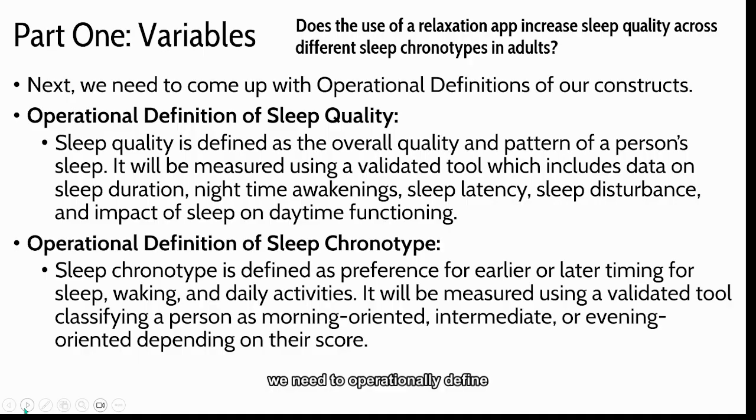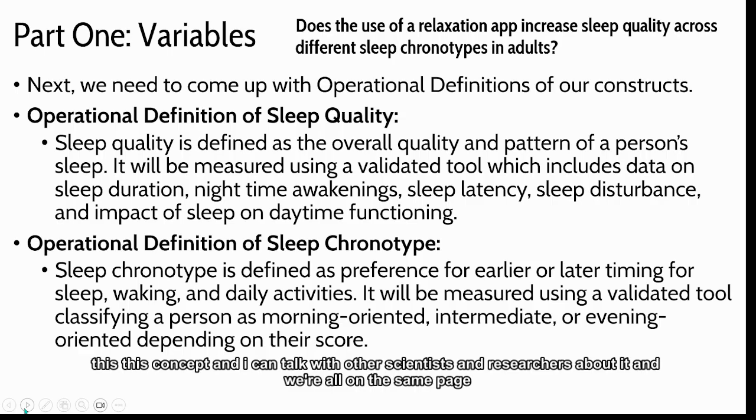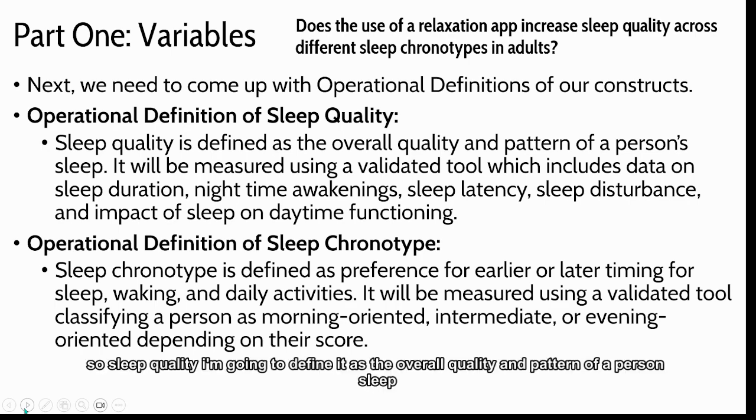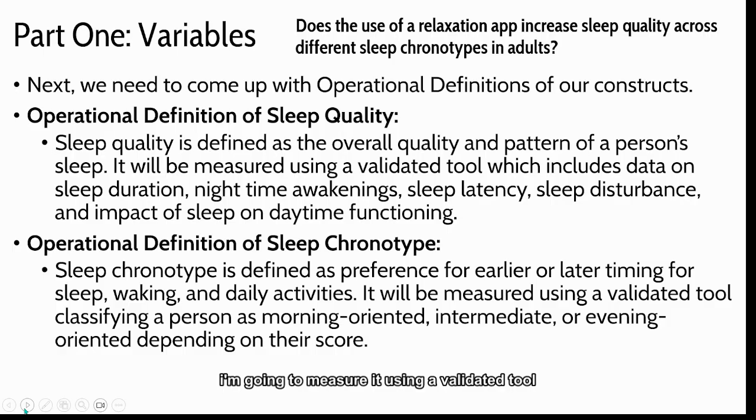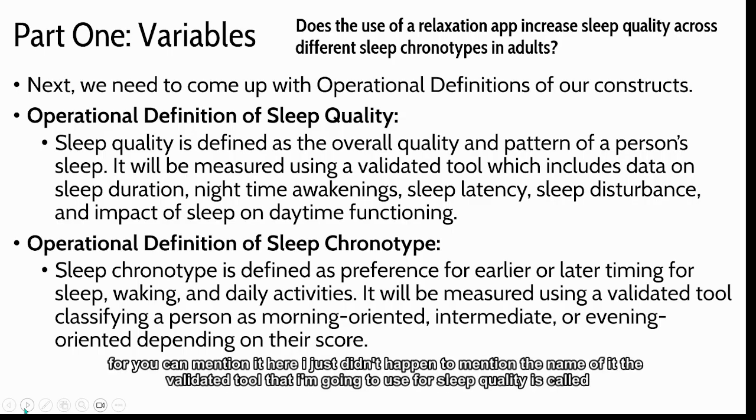We need to operationally define sleep quality and sleep chronotype. In this part, you're just going to write some descriptions of how you're defining your construct in a way that is operational. By operational, I mean I can go out there and collect data on this concept, and I can talk with other scientists and researchers about it, and we're all on the same page. So sleep quality, I'm going to define as the overall quality and pattern of a person's sleep. I'm going to measure it using a validated tool, and I'm going to talk about that tool later in this assignment under measures. You can mention it here. I just didn't happen to mention the name of it.